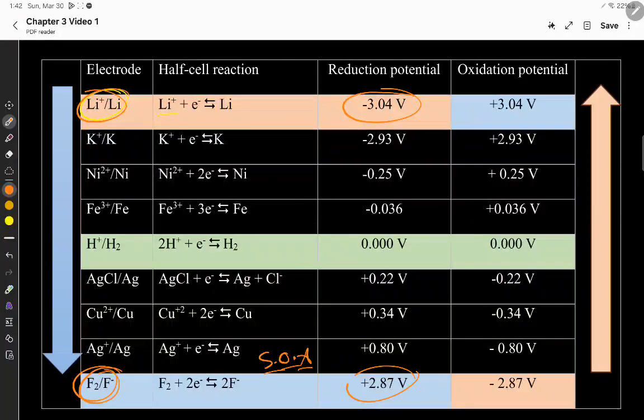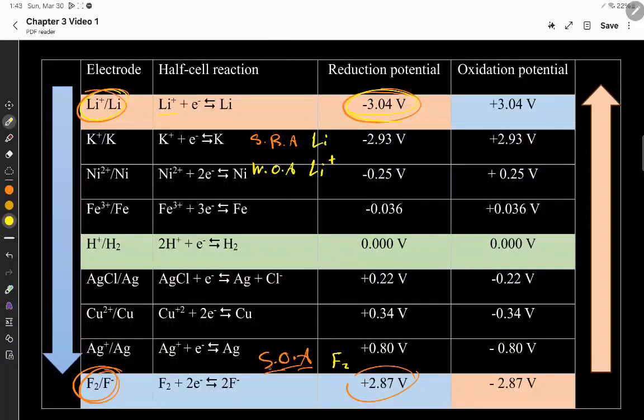Let's say again. If we speak about the strongest reducing agent, that is going to be lithium, because it has the least value of reduction potential. If we speak about the strongest oxidizing agent, that is going to be fluorine, because it has the highest reduction potential. If we speak about the weakest oxidizing agent, that is going to be lithium ion, because it will be the opposite. It will be here, it will be the weakest oxidizing agent.